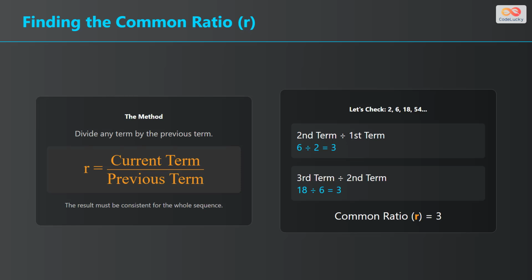That constant multiplier has a special name. It is called the common ratio, represented by the letter R. To find it, you simply pick any term and divide it by the one right before it. For example, 6 divided by 2 is 3. 18 divided by 6 is also 3. So our common ratio R is 3.